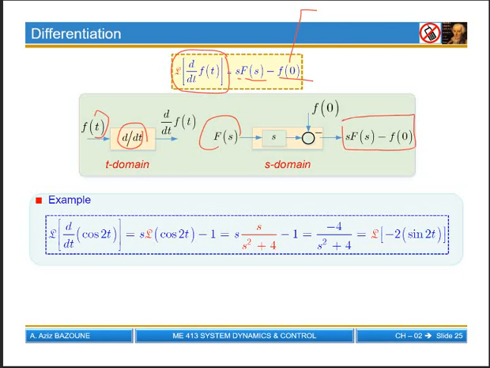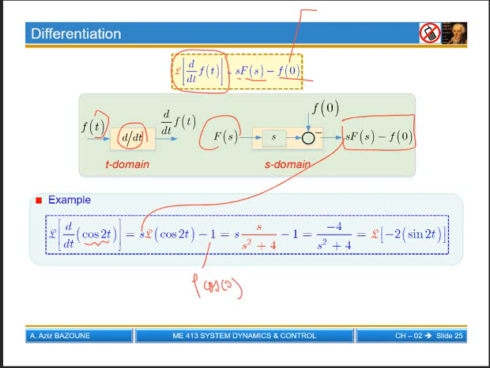As an example, take the Laplace transform of d over dt of cosine 2t. According to this, we multiply s by F of s, the Laplace transform of cosine 2t, minus f of 0. F of 0 is f of t when t is equal to 0, which will be equal to 1, that is, cosine of 0.